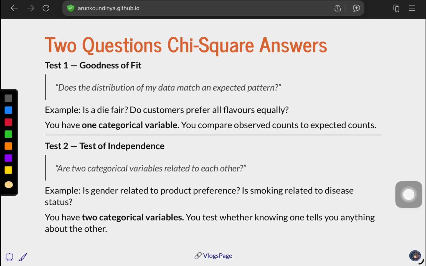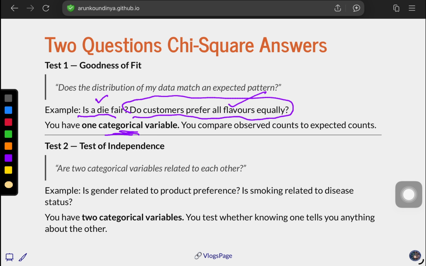It's a similar thing to the one sample and two sample tests that we have seen. Say, for example, the question is, is the dye fair? Do the customers prefer all flavors equally? Here we have only one categorical variable, about the dye and about the flavors. And then we want to observe a pattern, whether the dye is fair or all flavors are equally preferred by the customers.